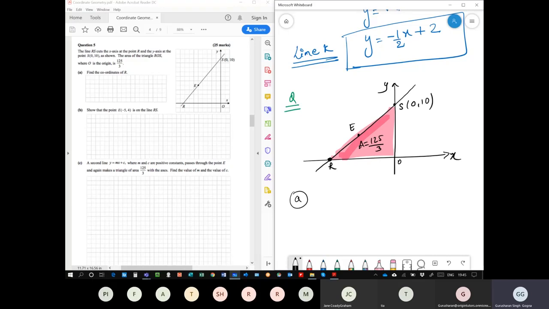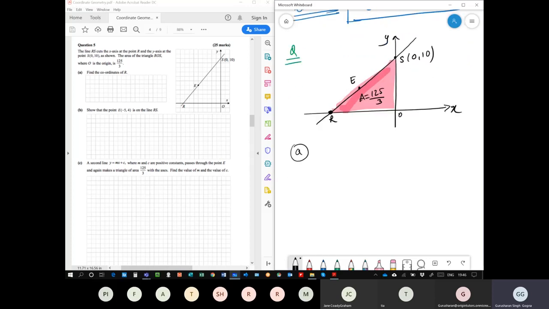So let us understand how to approach questions, not only in coordinate geometry, in mathematics in general. Always write down what is given. They give you the area, which is 125 over 3. They give you this point, which is 0, 10. What do you mean by 0, 10? 0, 10 means this height is 10. So I know two things, area and point S. I want to find out the coordinate of R.